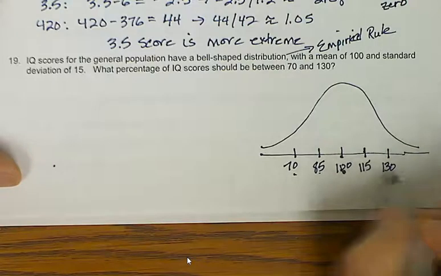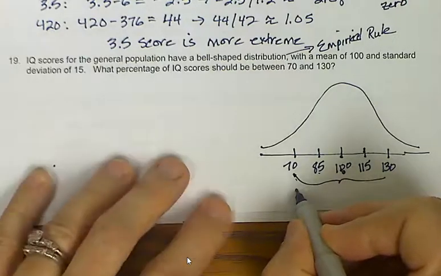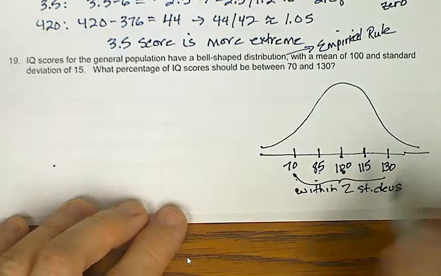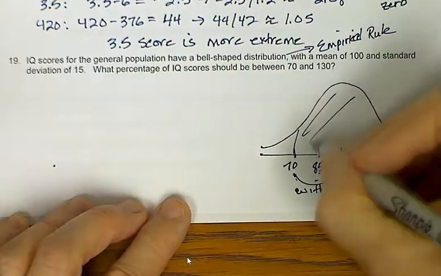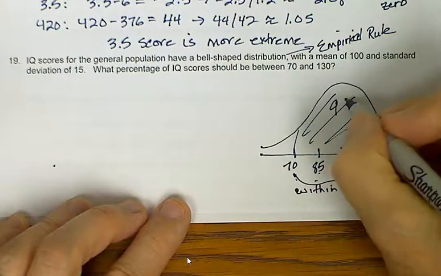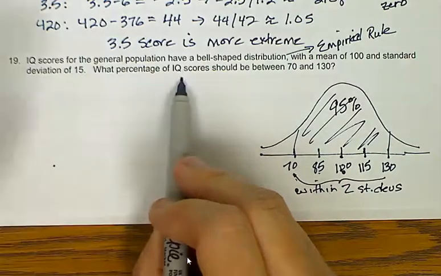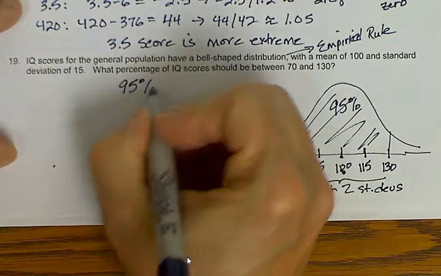So the 70 and 130, that puts us within 2 standard deviations of the mean. What the empirical rule said was that if we're within 2 standard deviations, that should give us 95% of the data. So this in here would be 95%. So the percentage of IQ scores that are between these two scores would be approximately 95%.